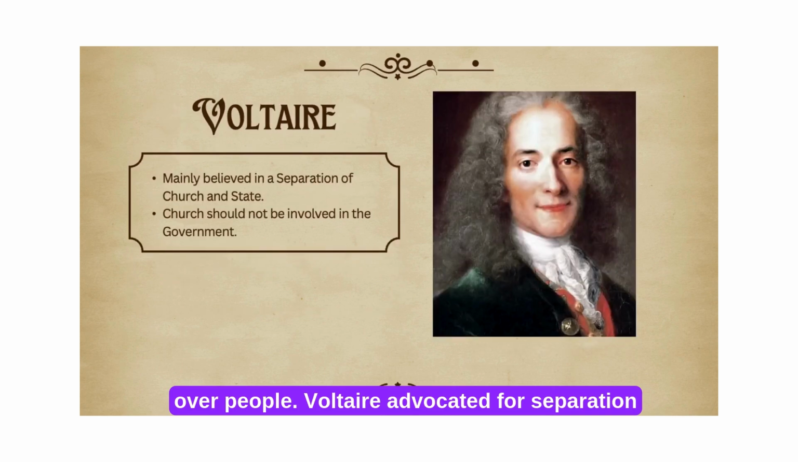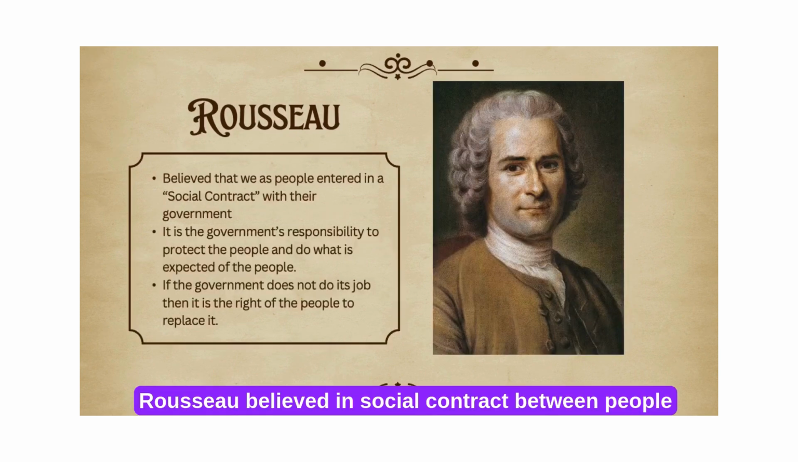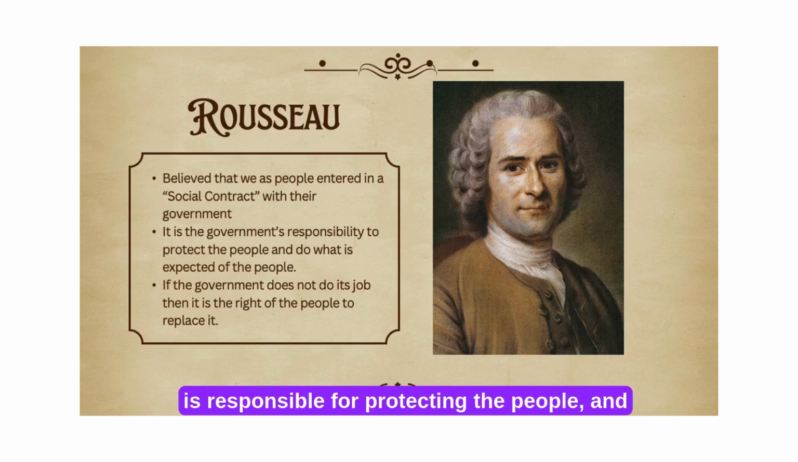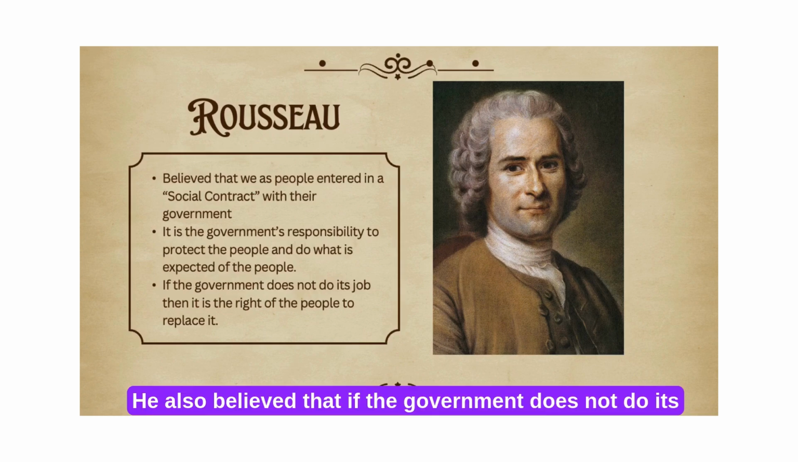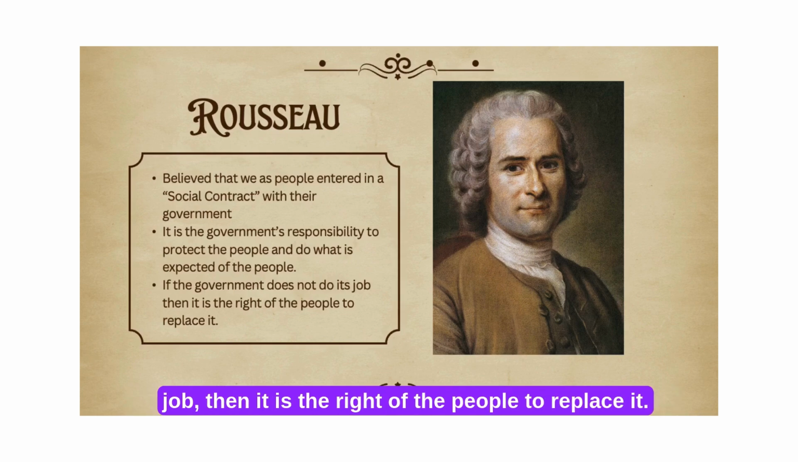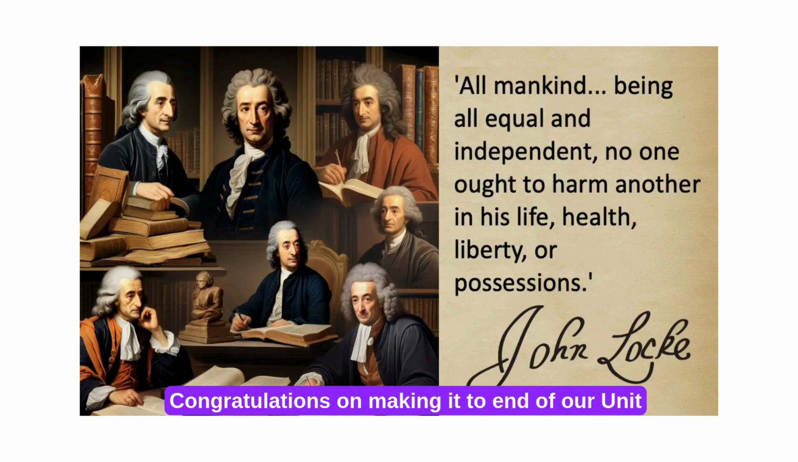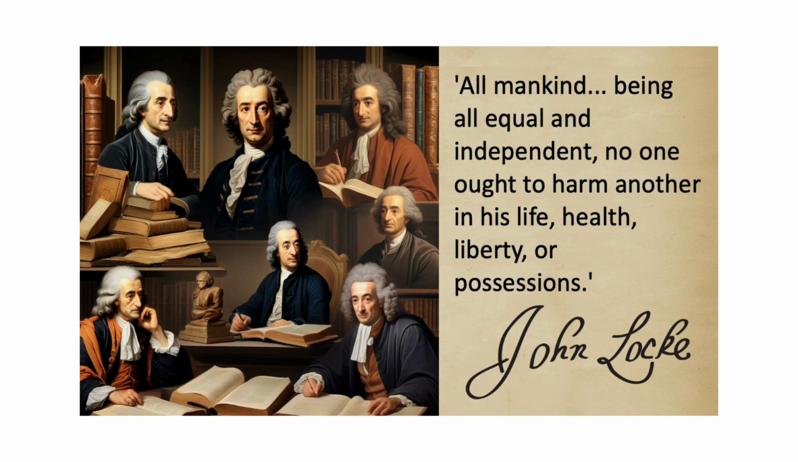Voltaire advocated for the separation of church and state, arguing that the church should not be involved in government affairs. Rousseau believed in a social contract between people and their government. He argued that the government is responsible for protecting the people and should do what the people expect of it. He also believed that if the government does not do its job, then it is the right of the people to replace it.